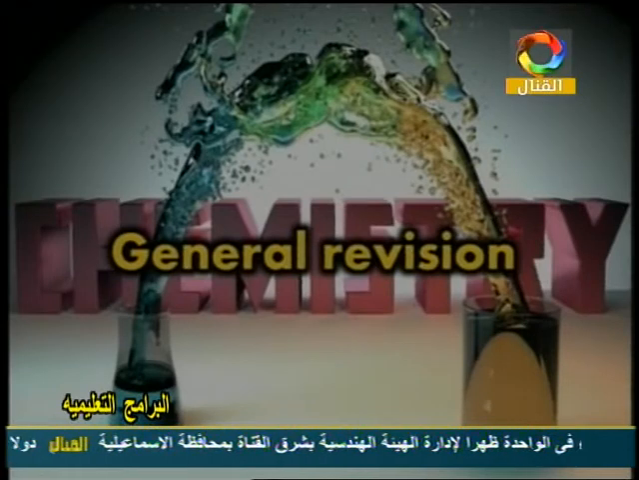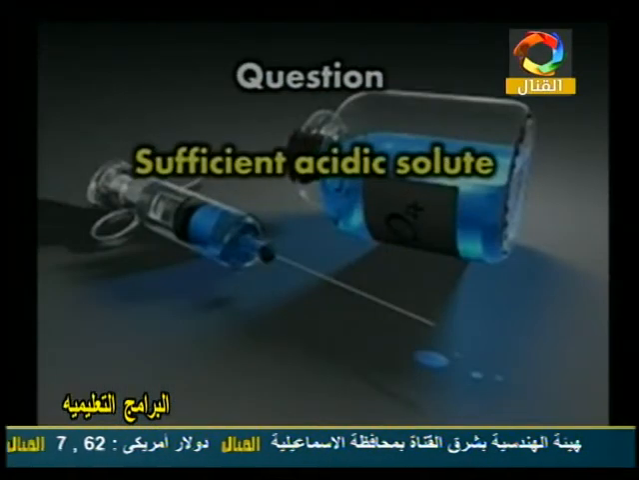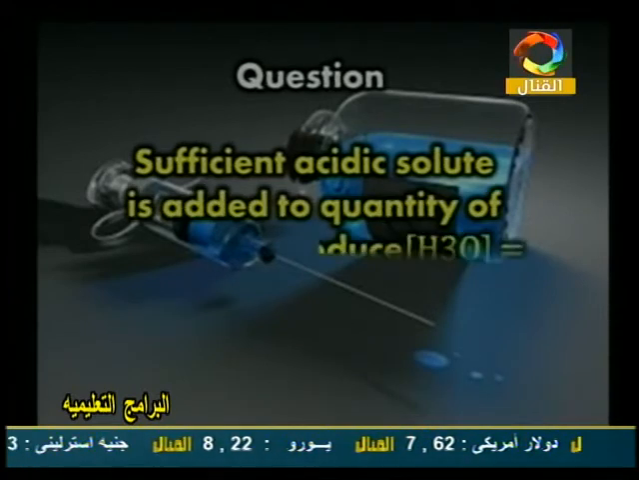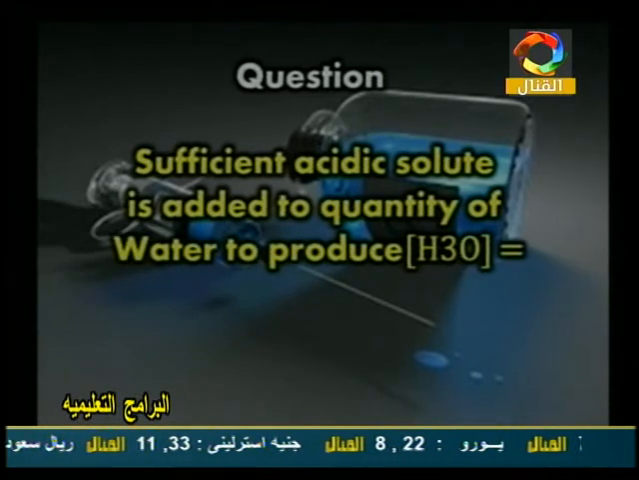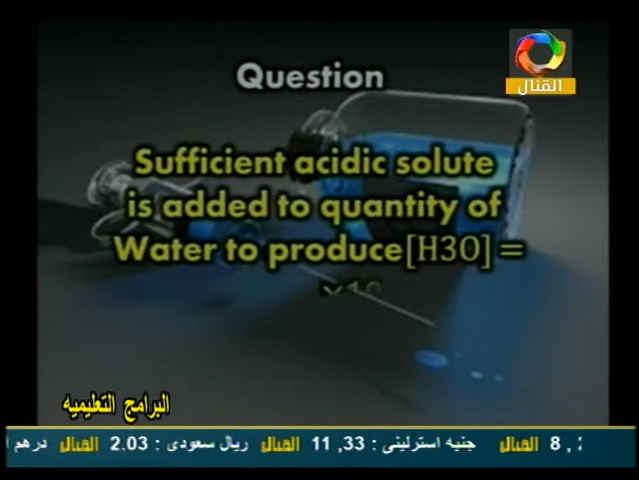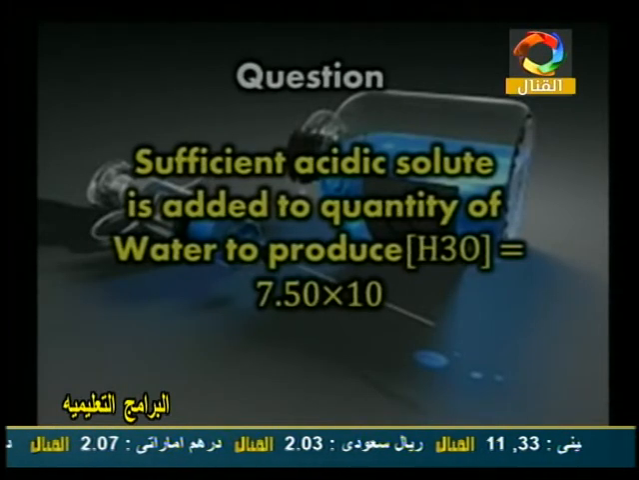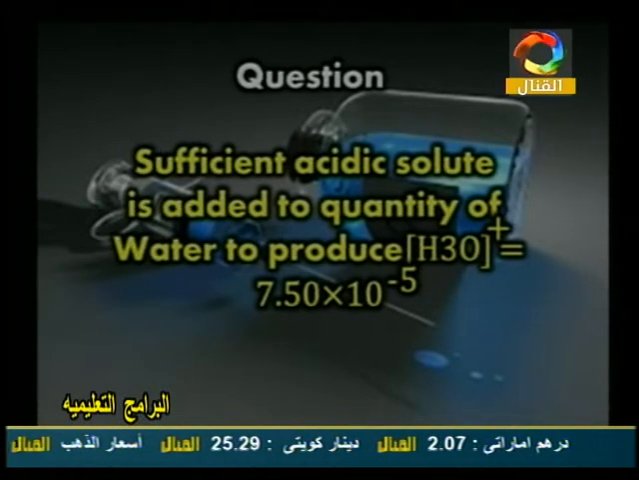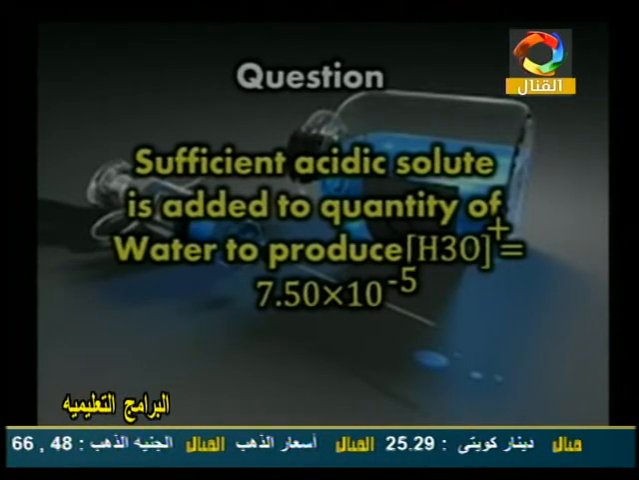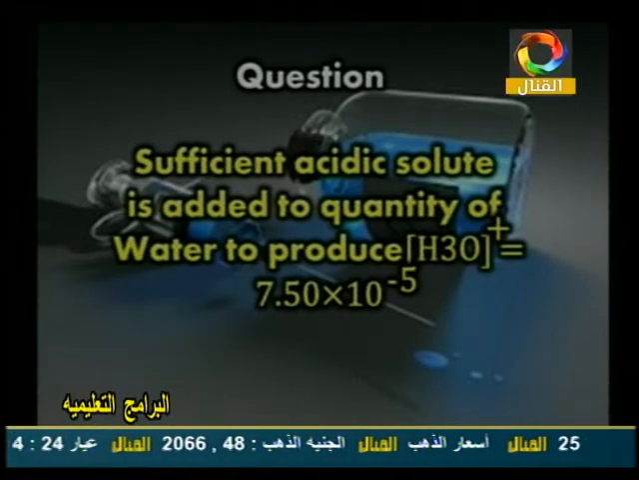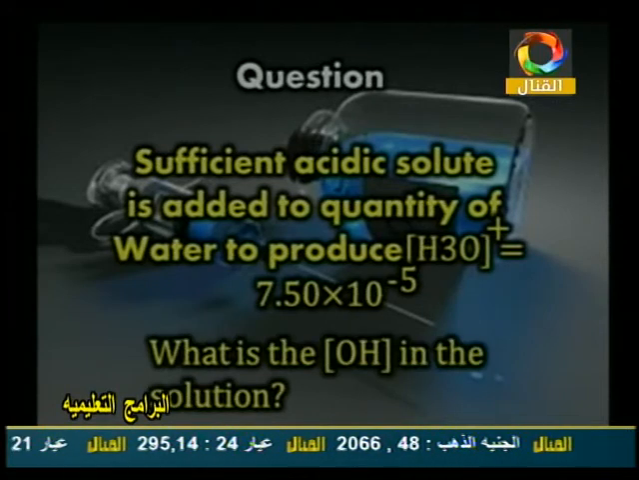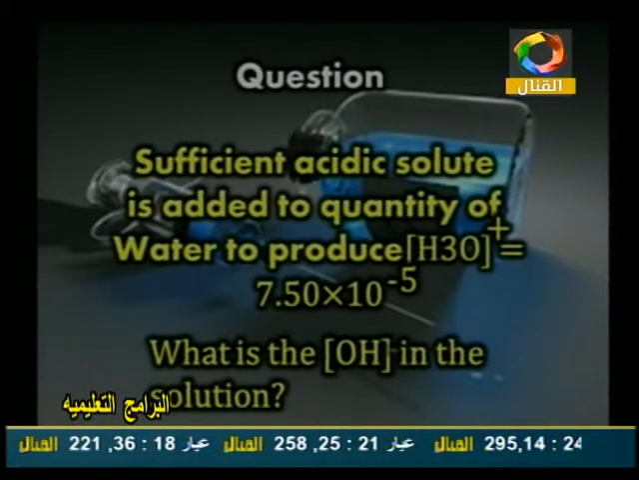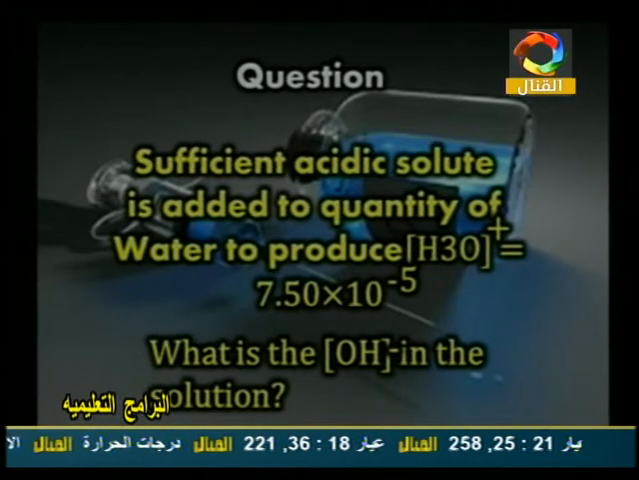Let's see different questions. This question says sufficient acidic solution is added to a quantity of water to produce H3O+ equal to this special number, 7.50 by 10 power negative 5. Now, what do you need? We know H3O+ is 7.5 by 10 power negative 5. What is the OH- in the solution? I need the concentration of OH negative. How can you answer this?